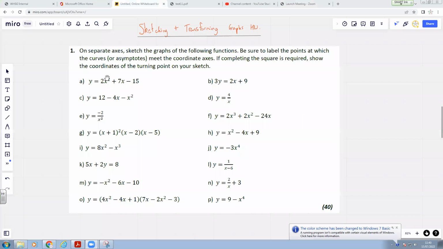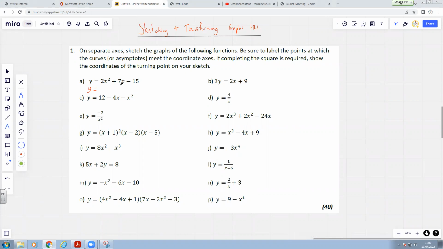Hello and welcome to another video, this time on sketching and transforming graphs, the solutions to that. Students don't tend to like graph sketching, but really it's because there's so many different techniques depending on what the shape of the equation is. But if it's quadratic, naturally you want to, if possible, factorize it first.